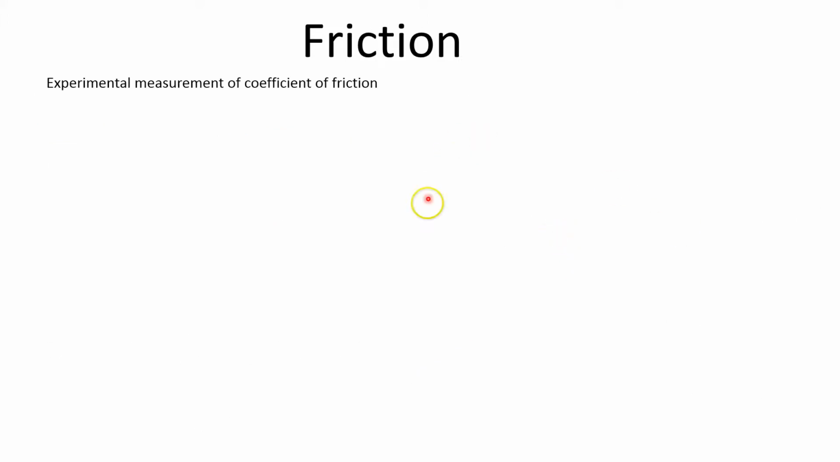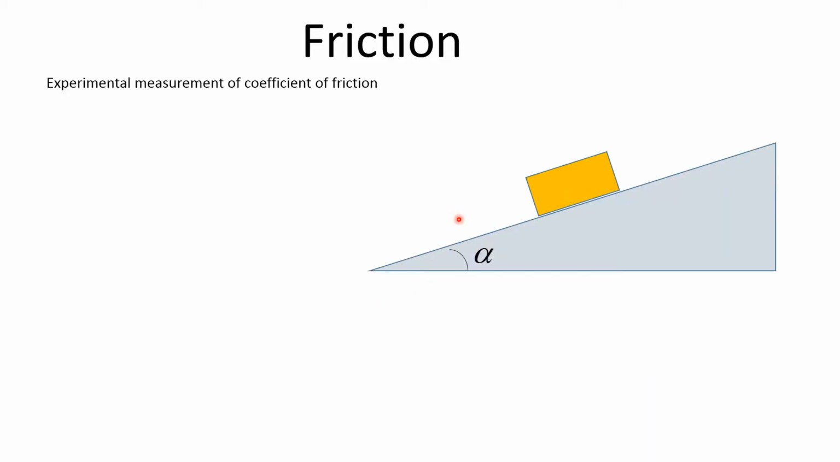Now we have a way of experimentally measuring the coefficient of friction. When I have my object, a box here, on an incline, we look for the moment when it just starts to slide down, the moment of starting to slide. So what forces do we have on the box? We have mg, we have the frictional force, and we have the normal force.